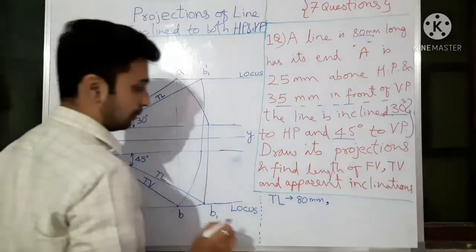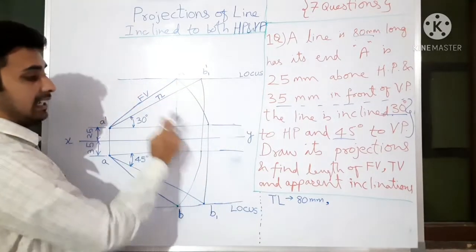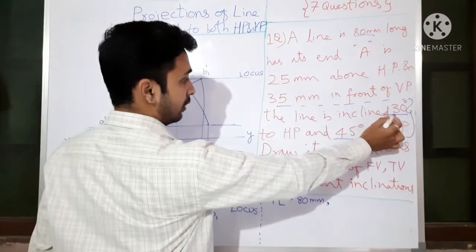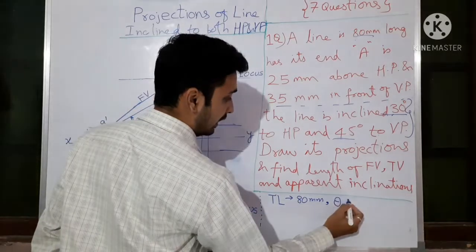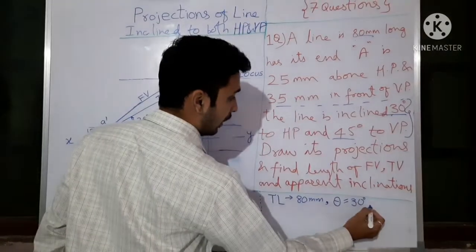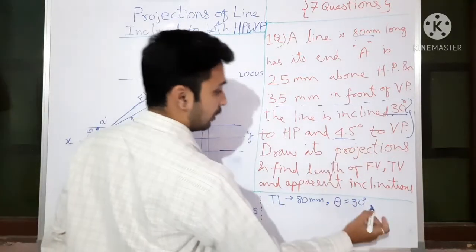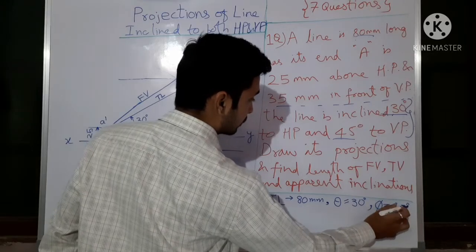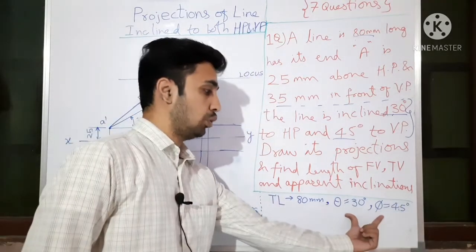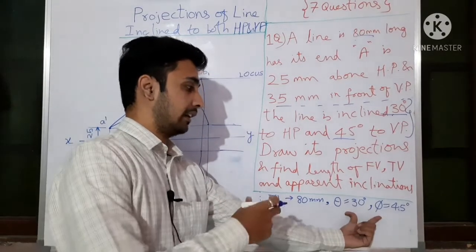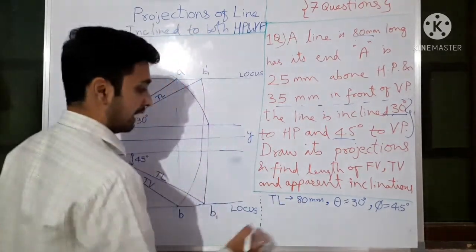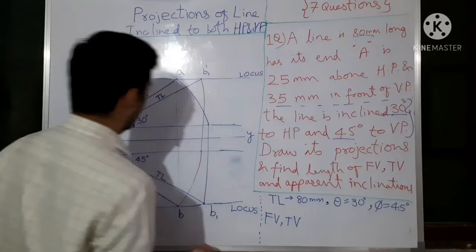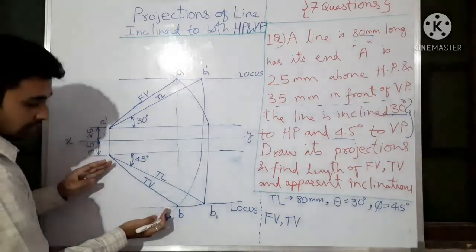Okay, some notations are there. True length means actual length of the line, 80 mm. Inclination to HP will be denoted as theta equal to 30 degrees, and inclination to VP is denoted as phi equal to 45 degrees. This is called true length. These are called true inclinations. True inclination means direct, HP 30, VP 45. Another we have front view length, top view length. This is the length of the front view. This is the length of the top view.